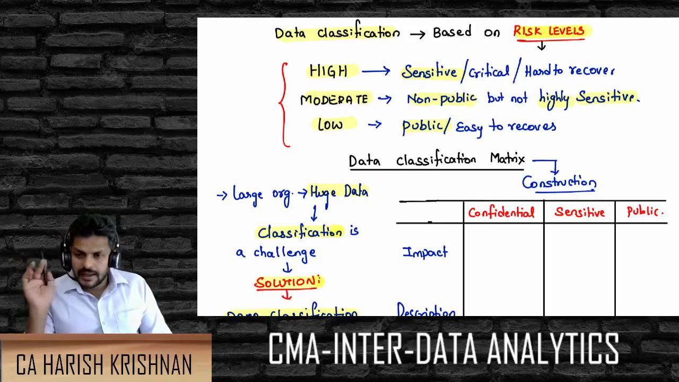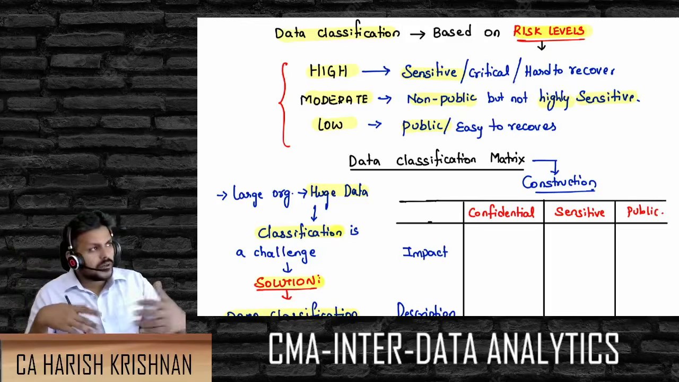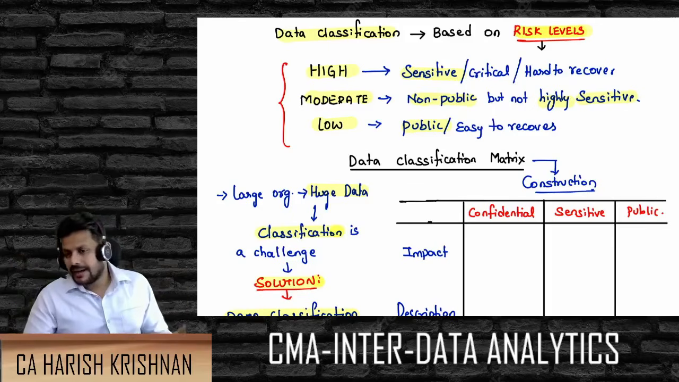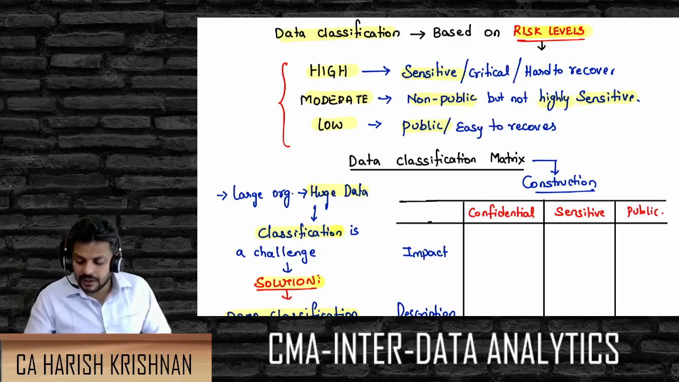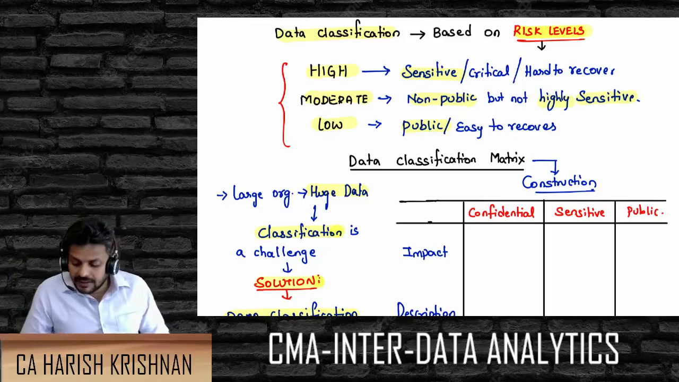So the first one is high, the second one is moderate. Moderate means it is not so simple that you can go and tell the whole public about it, but at the same time, it is not so sensitive that you need to do something drastic about it. It is an intermediate thing: obviously you can't tell outsiders, but it is not highly secretive. Non-public, but not highly sensitive. And lastly, something that you can give the public is called low risk information, something like an annual report, which is very easy.